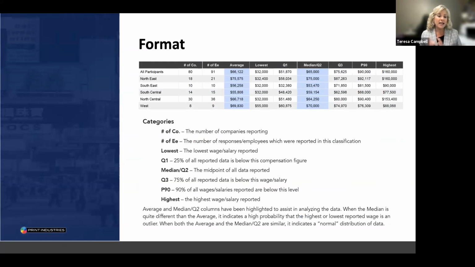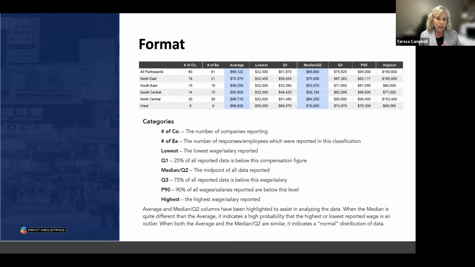It is designed in this fashion so that you get a wide range of how the numbers look, with the number of companies being reported, the number of employees, and then the averages across the board. It's broken out both in region and in company size, but in general, this fashion.